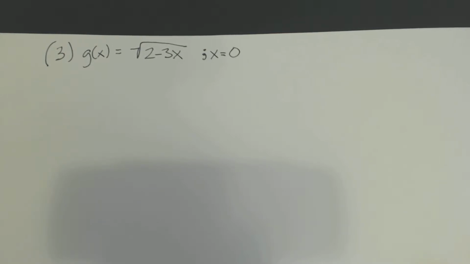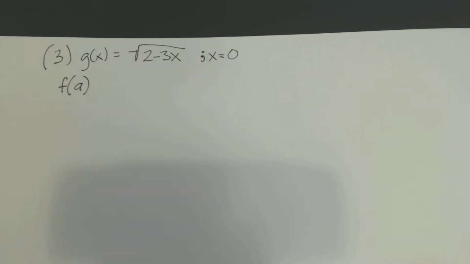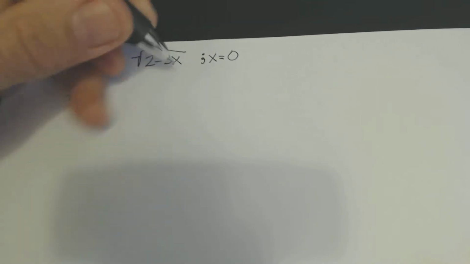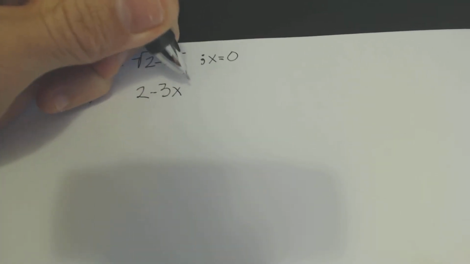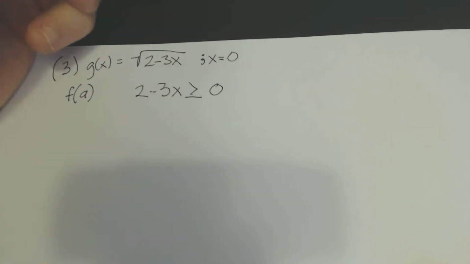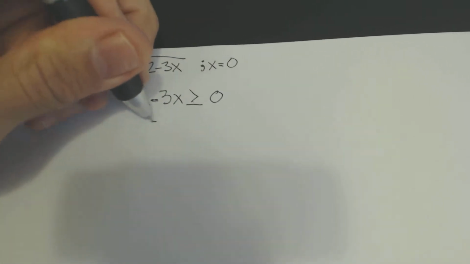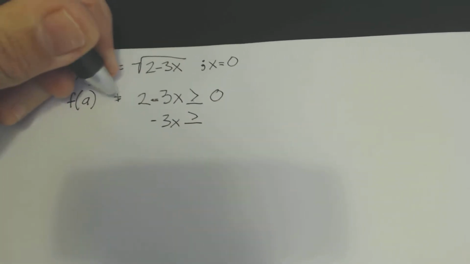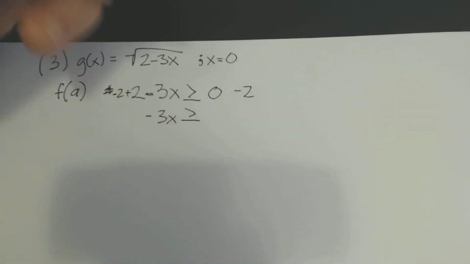So the first question is, can the function be evaluated at f of a? And so we need to see if a is in the domain of this function. So 2 minus 3x has to be greater than or equal to 0. This is how we're going to find the domain of this function, right? So then we've got negative 3x is greater than or equal to negative 2, we subtract 2 from both sides.